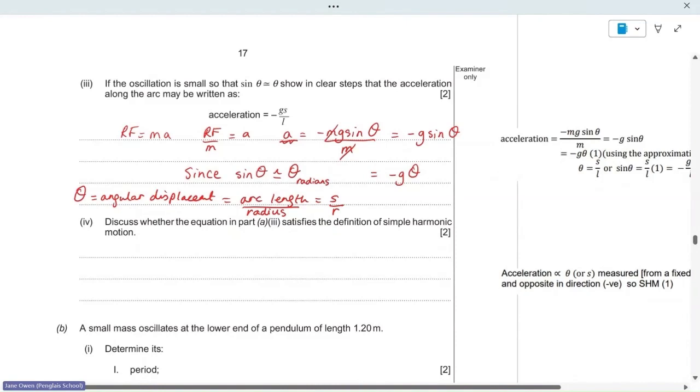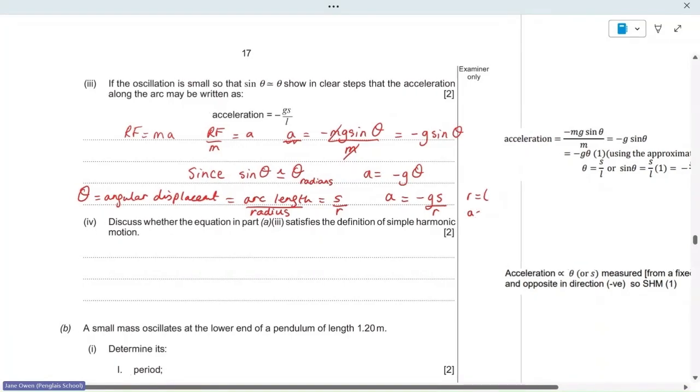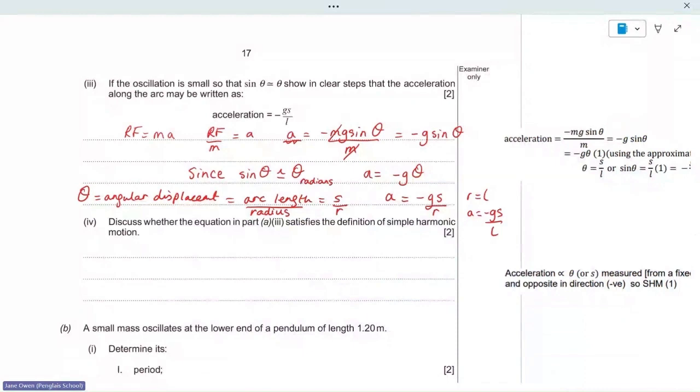Okay, so we can substitute for that. So therefore, we've got A equals minus g s over r. But r is equal to the length of the pendulum, so we can say A equals minus g s over L. Now, discuss whether the equation satisfies the definition of simple harmonic motion.